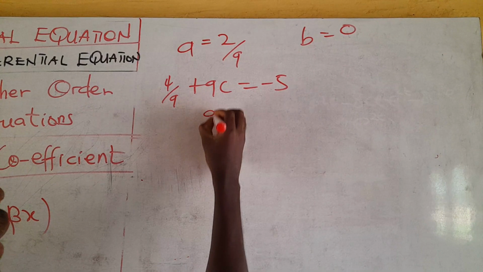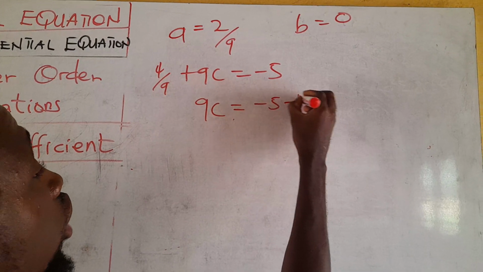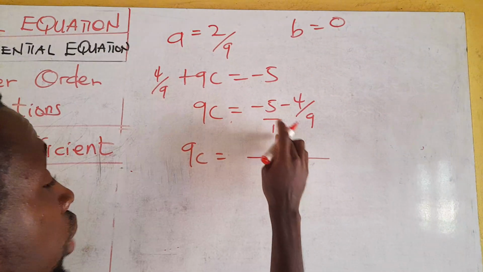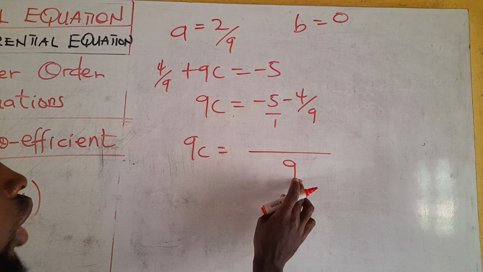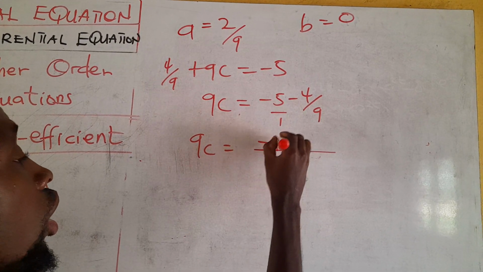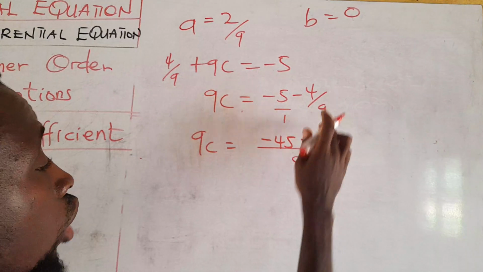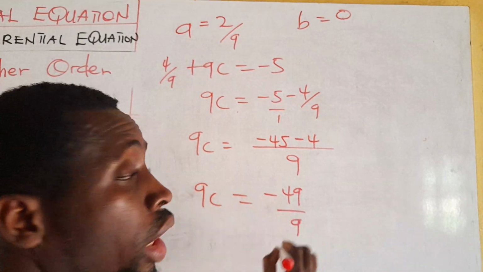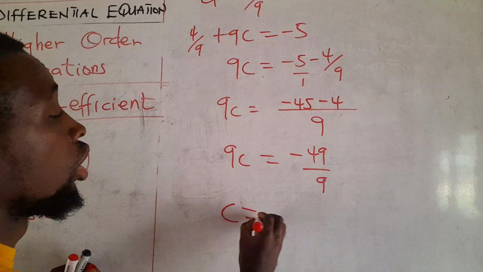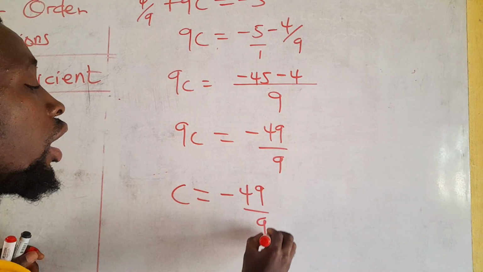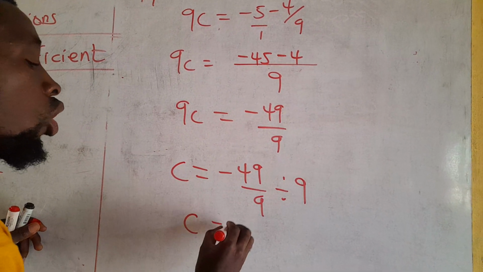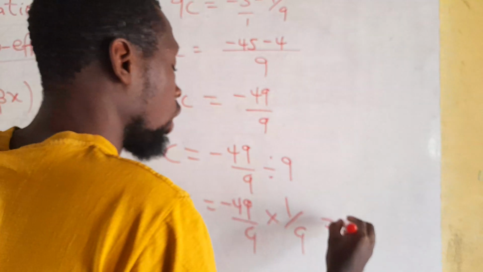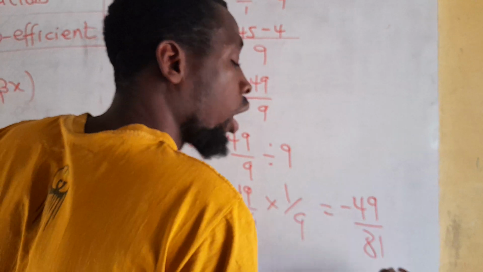So we can say 9c equal to −5 − 4/9. 9c will be equal to, the LCM here is 9. The denominator there is 1. LCM 9. 9 will go there. 9 times 5 will be 45, minus 4. So 9c will be equal to −49/9. Then c will be equal to −49/9 divided by 9. So c will be equal to −49/9 times 1/9. This will be equal to −49/81.